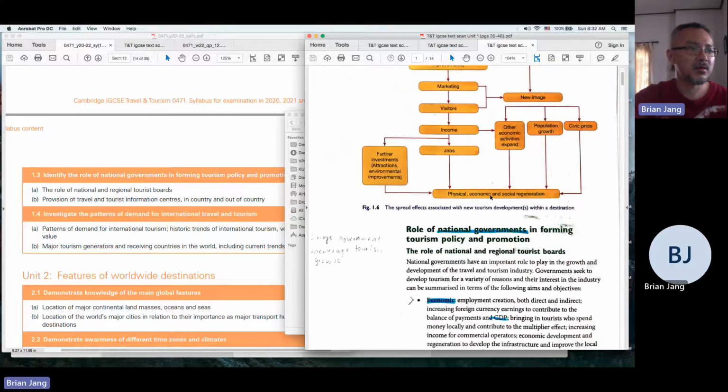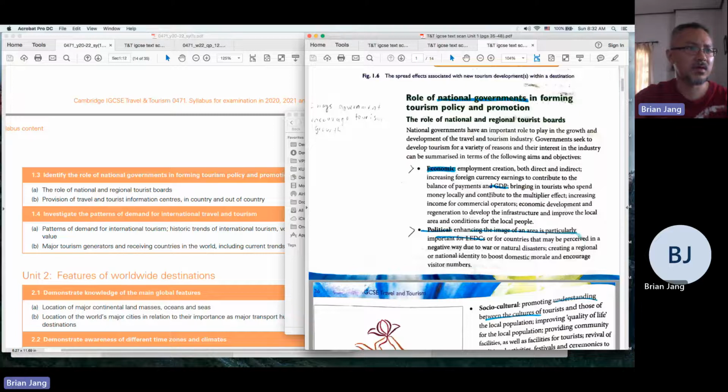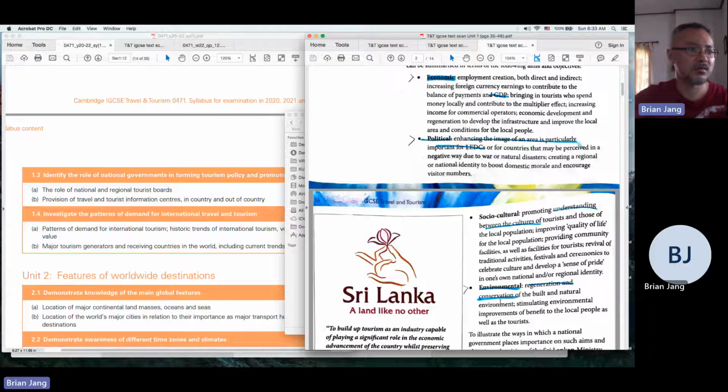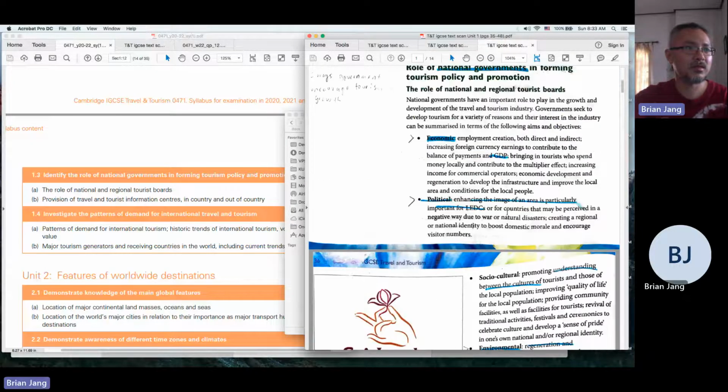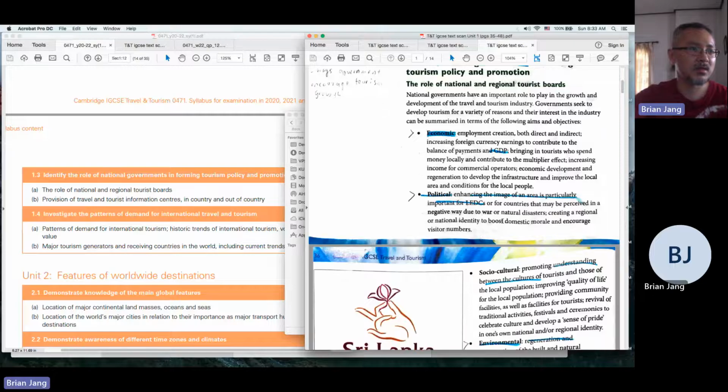And then you kind of want to brush up on reviewing the different aims and objectives of the government: economic, political, socio-cultural, and environmental. And these are the ways that you can do it from the government's perspective on how they want tourism to grow in their country. All right, economic, very close to what you had just reviewed for the economic impacts. Political starts to get a little different.